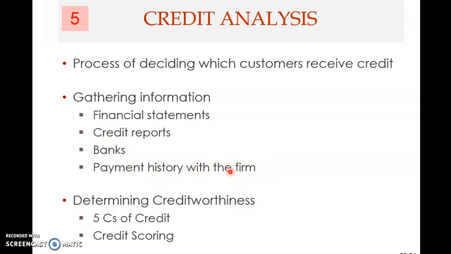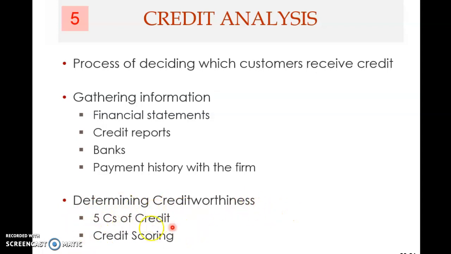For example, if the customer has bought from the company previously, how much have they bought, have they been able to pay immediately with cash and so on, or if you have sold to them on credit before. These are all payment history. So we can use that to decide whether the customer should be given credit or not. Then there are frameworks to determine the credit worthiness of a customer. We call this the 5 C's of credit. This is a very famous model of credit analysis. We'll look at these 5 C's a bit later. But this is one method of determining the credit worthiness.